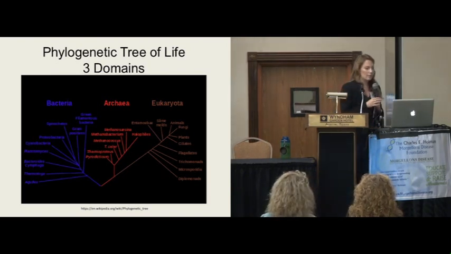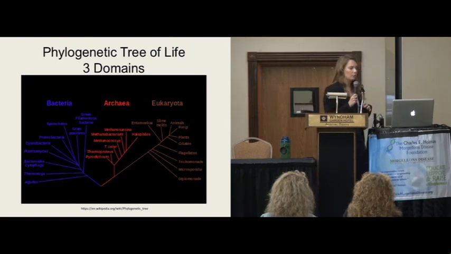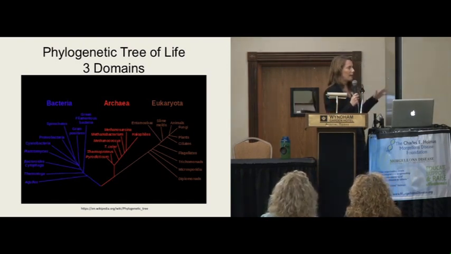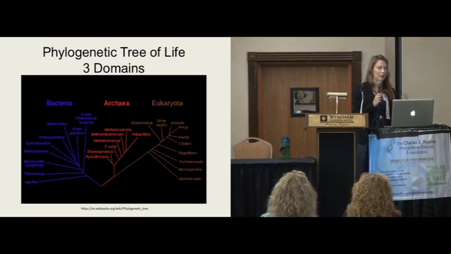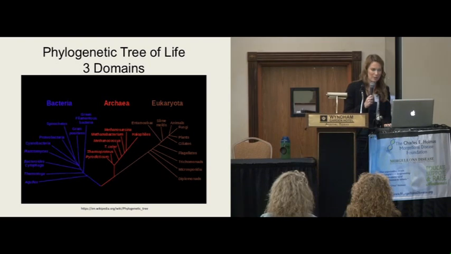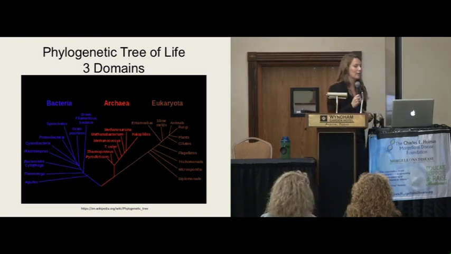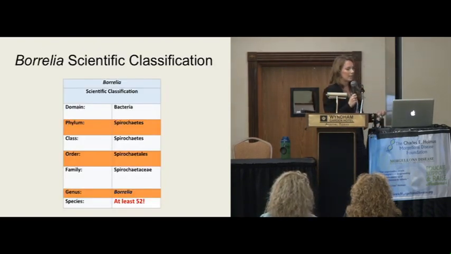So just to give you an idea of where the spirochetes fall, in the 3 domains of life, you have the bacteria, archaea, and eukaryotes. We fall in the eukaryotic family. Spirochetes are in the bacteria family. So I'm just going to start from a very basic perspective of Borrelia. The scientific classification of Borrelia, you can see again, domain bacteria, and as we work our way down from phylum, class, order, family, we then encounter the genus. So that's the Borrelia bacteria. That's a genus of bacteria.